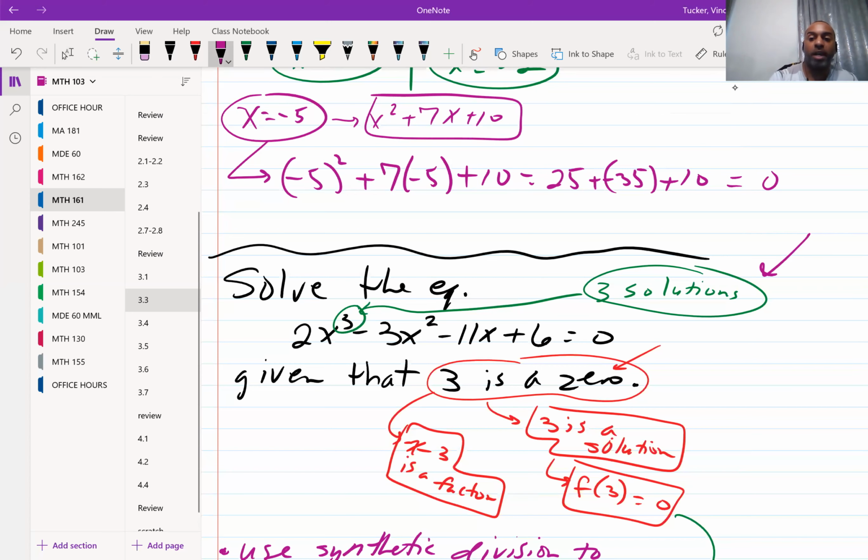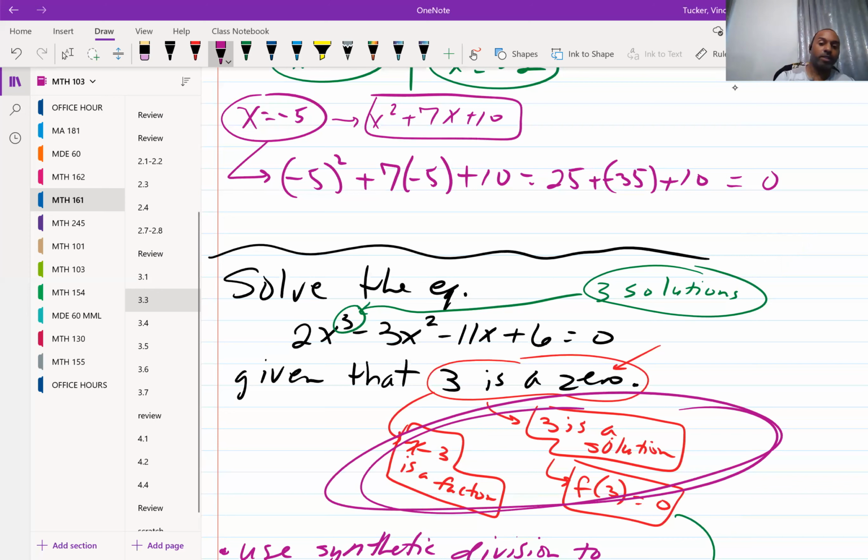So notice it says we're supposed to have 3 solutions because x cubed. I already know one of my solutions. So don't forget to include that as a part of your answer. When in MyMathLab they ask you to solve and they give you a solution, don't forget that is one of your answers. They will mark it wrong if you only put the 2 that you find, because 3 is one of your solutions as well. So make sure you hold true to that. And then f of 3 is equal to 0 as well. If 3 is a 0, that means when I plug 3 into my function, I get out 0. So those are the 3 things that you know when you see 3 is a 0.